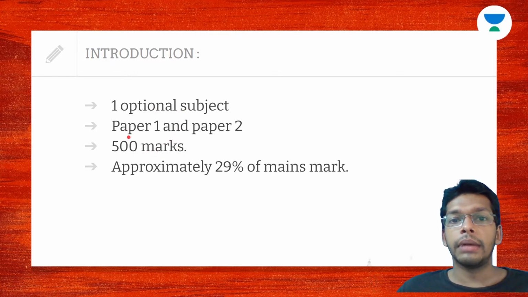This 500 marks is approximately 29% of the mains examination marks. The mains examination is a total of 1750 marks, so 500 marks out of 1750 becomes around 29% of the total mains marks. This is the importance of preparing the optional. Around one third of the marks come from the optional itself. So this is the importance of preparing the optional subject.